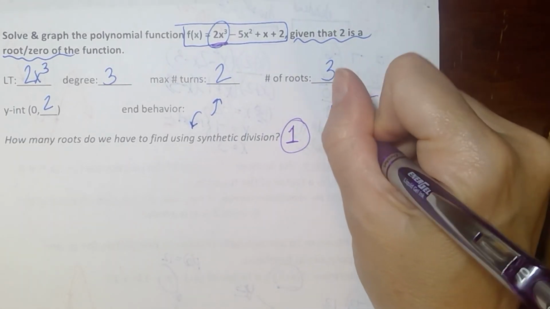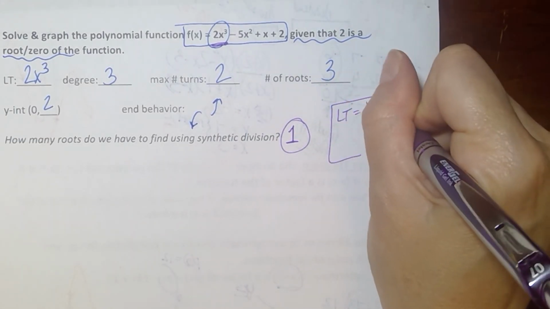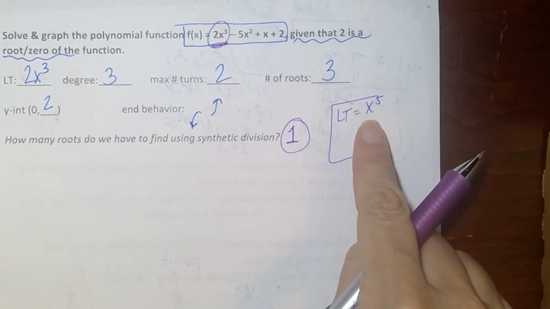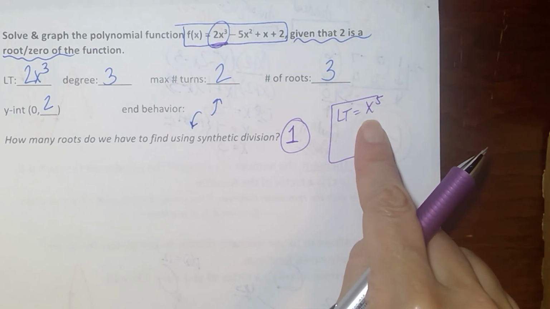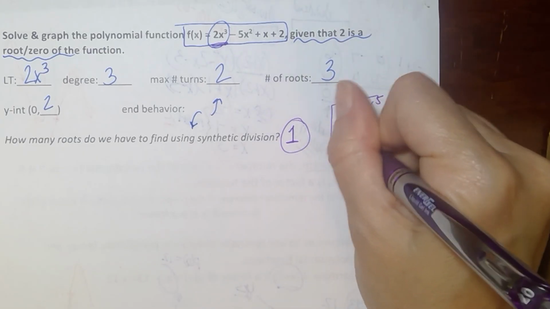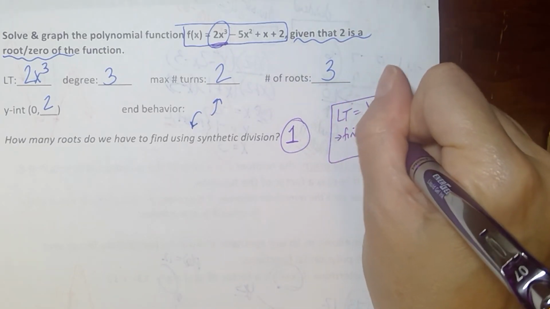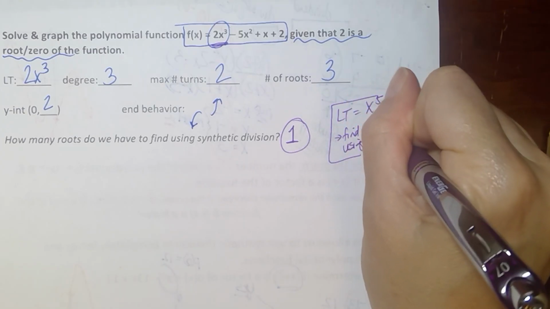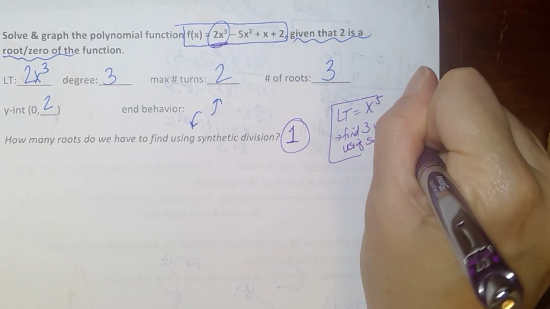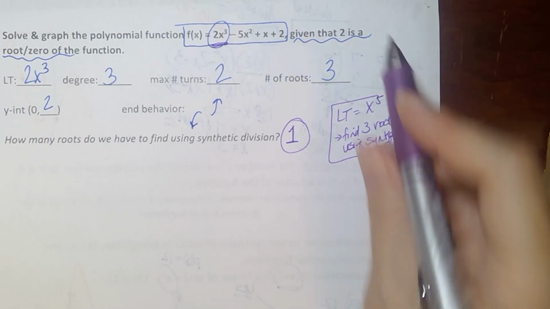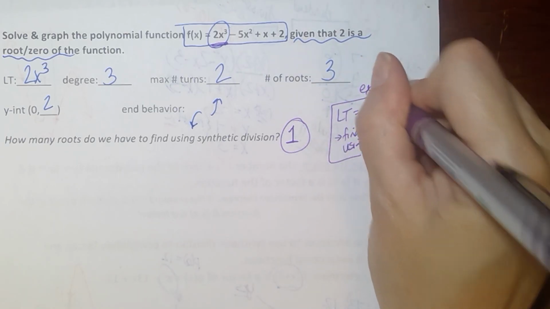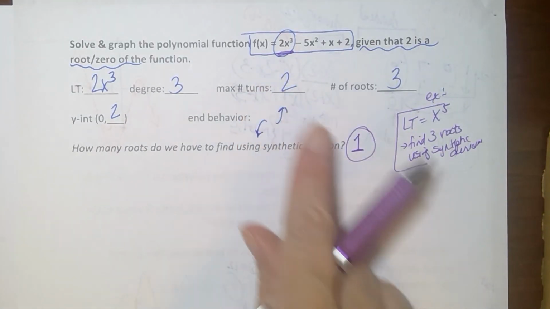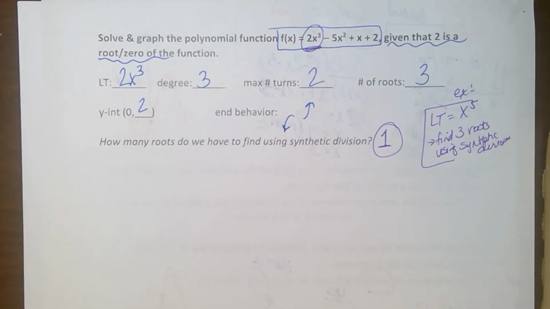If I started with a 5th degree polynomial, I can't factor reliably until I get it down to squared. So I would have to find 3 roots using synthetic division if it were a 5th degree polynomial. You see, that's just a separate example. Okay, but we're doing this one. It's cubed. We only need to find 1 root using synthetic division.